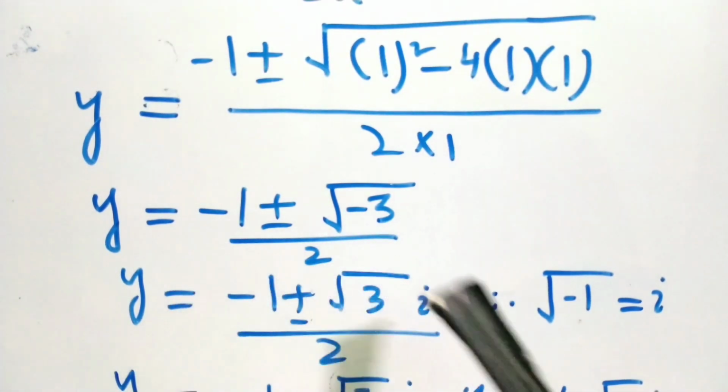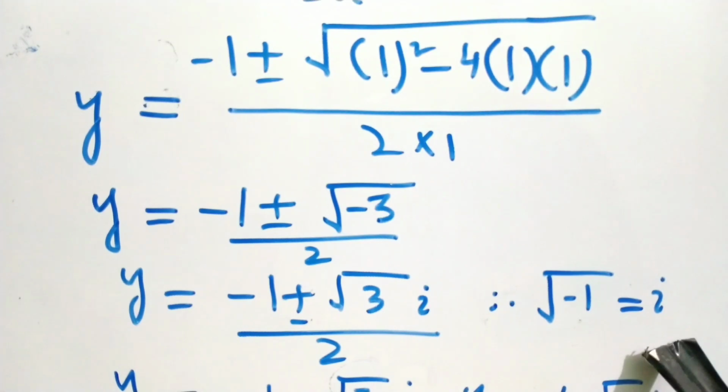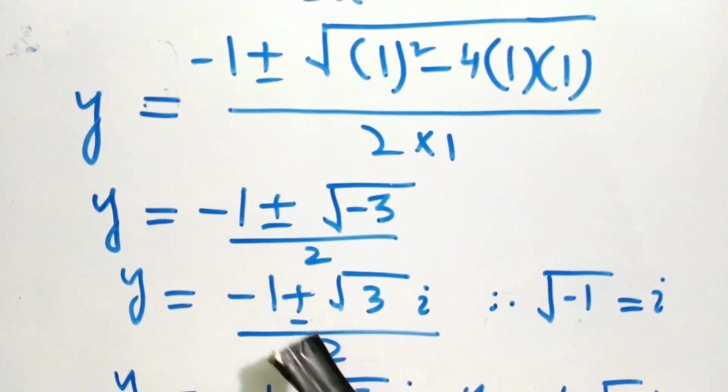And we know that root of minus 1 is equal to iota. So y equal to minus 1 plus minus root 3 iota divided by 2. This reminds you the value of omega and omega square, the complex cube roots of unity. So from that we learned that minus 1 plus root 3 iota divided by 2 is equal to omega, and minus 1 minus root 3 iota divided by 2 is omega square.